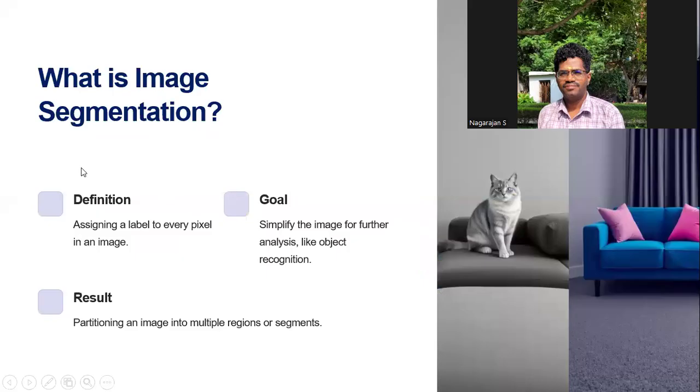Again, what is image segmentation? We assign a label to every pixel in the image, and the major motive of using image segmentation is to simplify the image for further analysis, like object recognition. It helps in how you divide the image, especially in the medical image sector. The final output is very important, because it is always helpful to divide an image into multiple regions or segments, and each segment can be analyzed for further improvement.